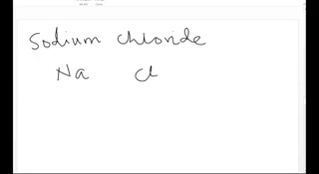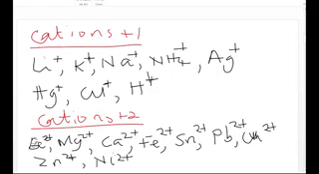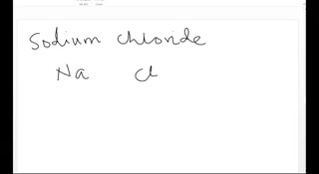Now what is the charge on sodium? We've said it here, one of the things you need to go and study is that sodium has a charge of +1. You can see that. So the charge on sodium here is +1, right? And the charge on chlorine here is what? -1.